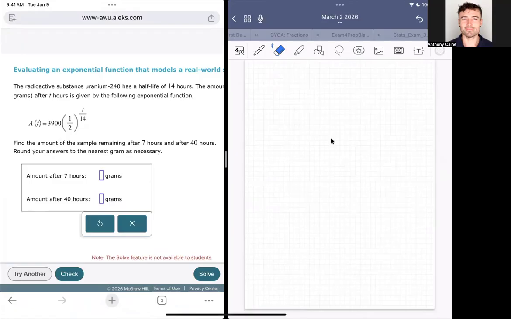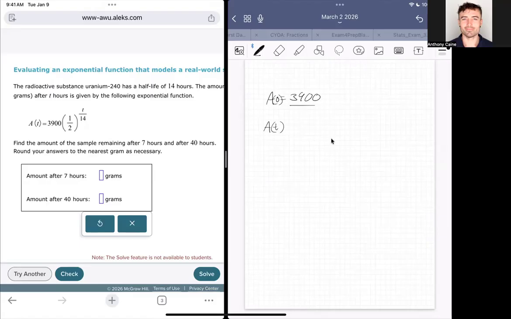So the first type of question looks something like this. This is an exponential model. Exponential models always have some initial amount, and in this case, that's the 3,900. It's a little confusing because I used capital A for amount and they have A of t. That's because the amount depends on how much time has gone by. So I should really say this is A at 0. This is the initial amount. If you plug in 0 for t, you'll get 3,900.